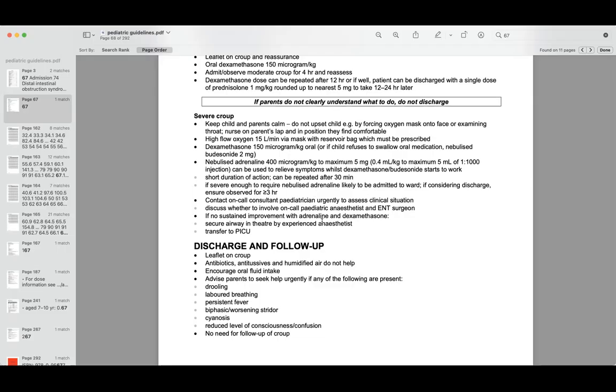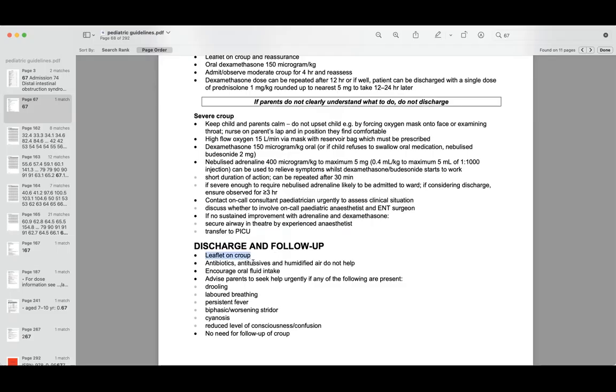If no sustained improvement with adrenaline and dexamethasone, secure the airway in theater. Tell this, very important. You will secure it in the operation theater by an experienced anesthetist, and then transfer to PICU. Leaflet on croup.